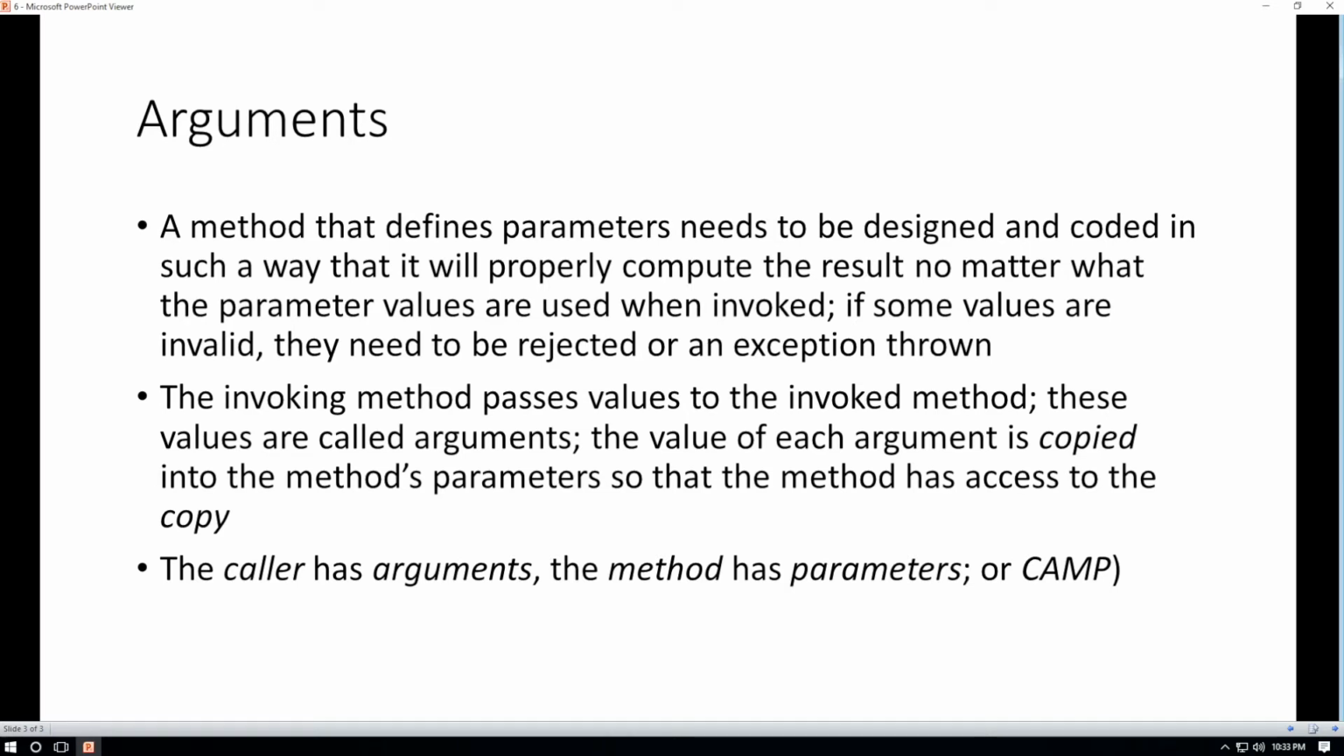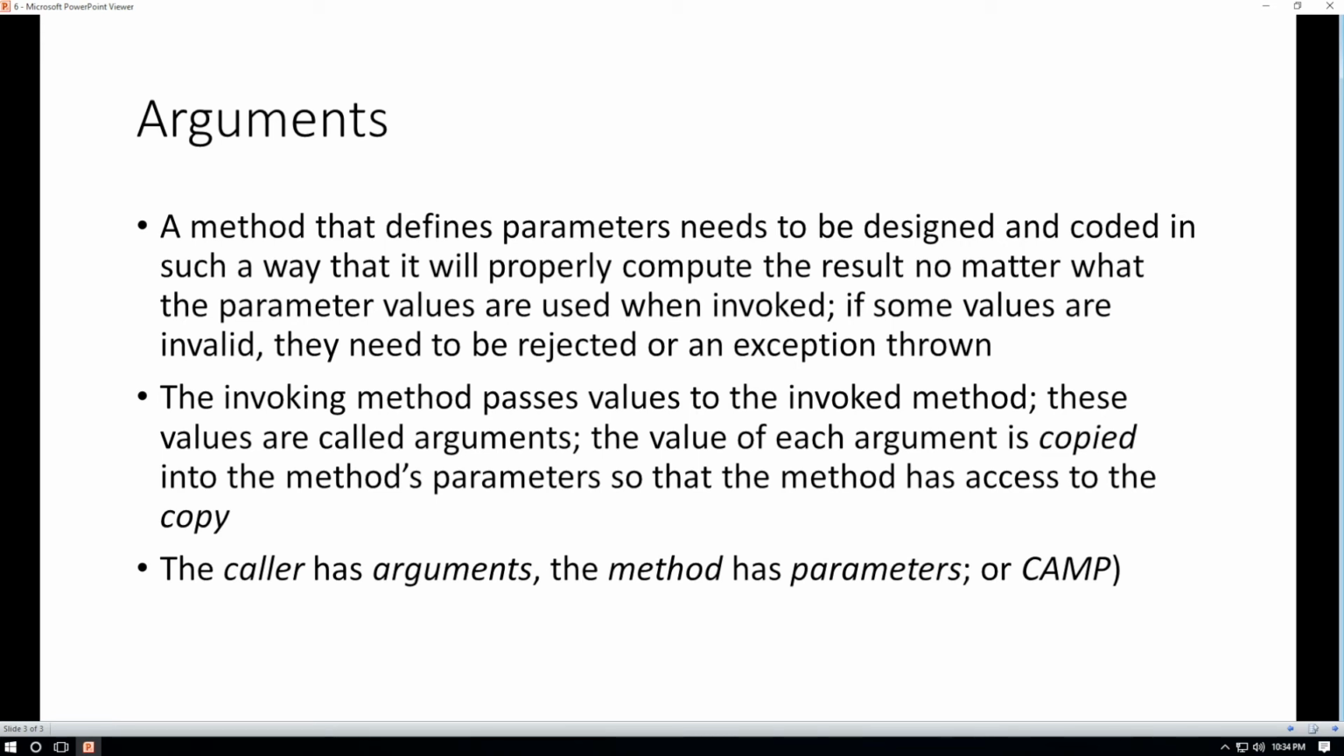Here's a key. The argument value is copied into the method's parameters. That is how those parameter variables are initialized. They are copied. And once copied, there now exists two copies of that value. One in the argument literal or variable, and one in the parameter variable. Two separate copies. They are not the same, and if you affect one, the other is unaffected.